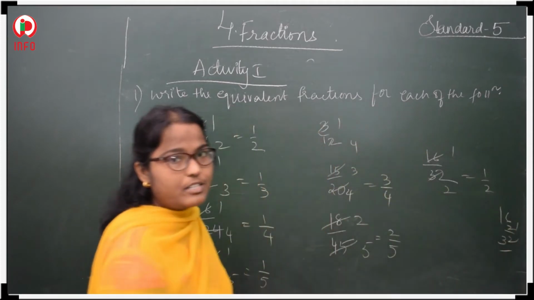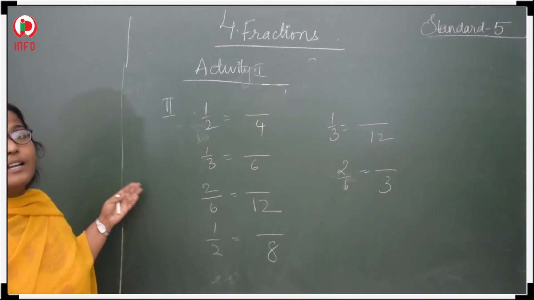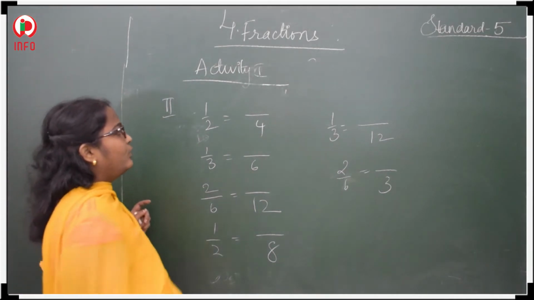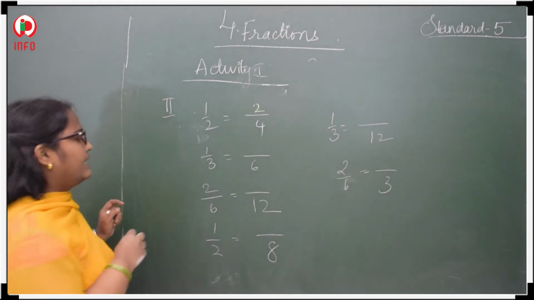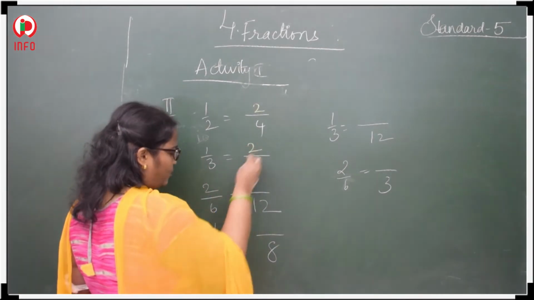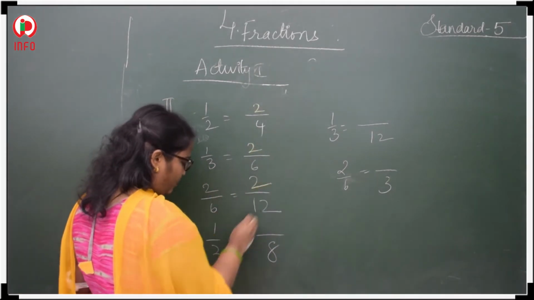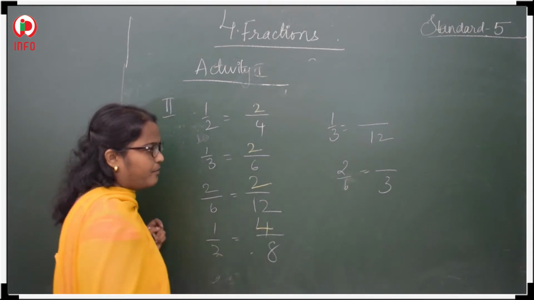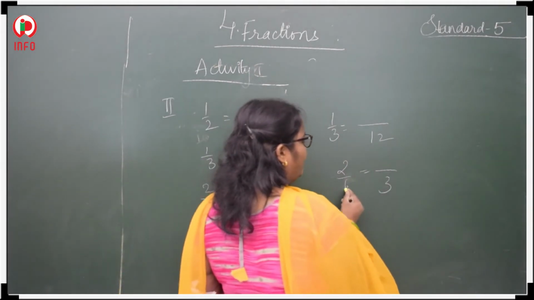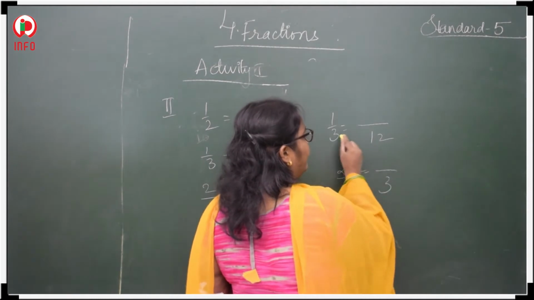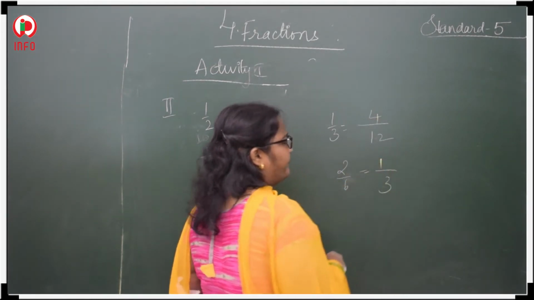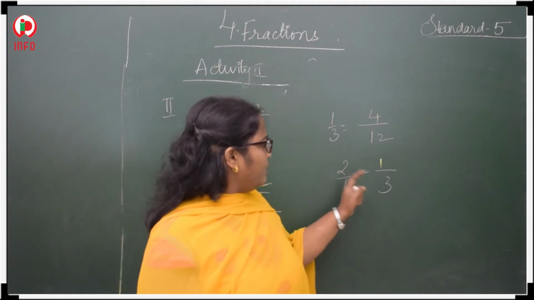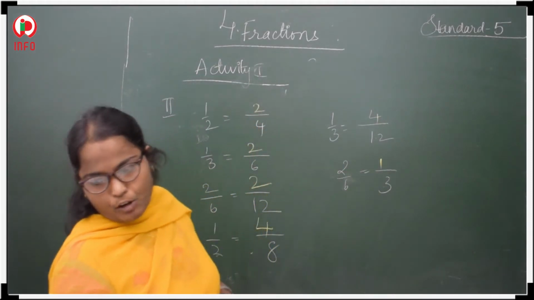Okay, understood? Next we have Activity 1, second part. 2 twos are 4. So how much will we get here? 2. 3 twos are 6, 2. 6 twos are 12, 2. 2 fours are 8, 4. 3 twos are 6. How much do we get? 3 fours are 12, 1 fours are... Here how much do we get? 1. Yes or no? 1 twos are 2, 3 twos are 6. All of you understood, guys?